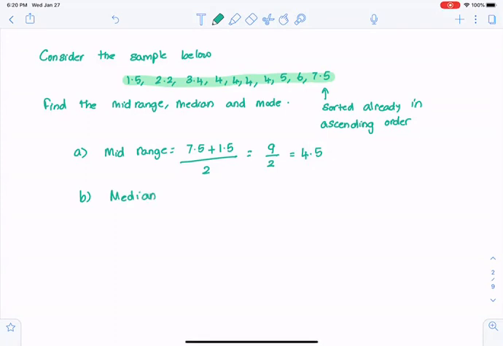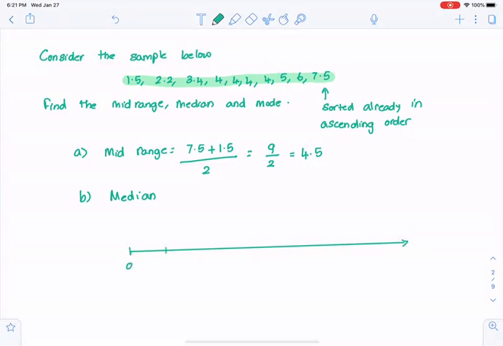Now we need to find the median. The median is the statistic that divides the sample exactly in half. In other words, if we have this sample, and I declare a number to be the median, there has to be an equal number of observations on either side of the median. I'm going to illustrate this using the real number line.